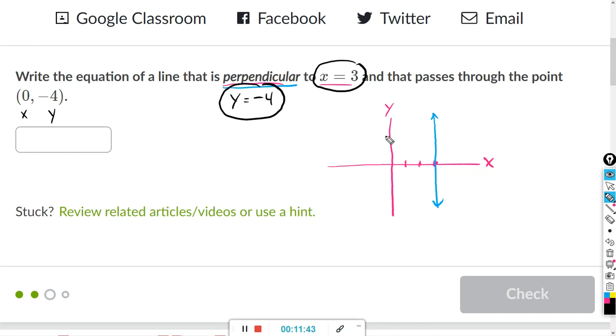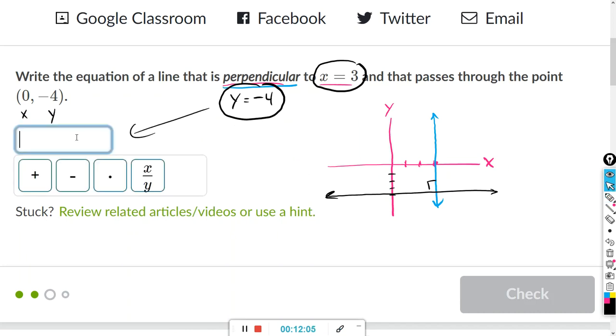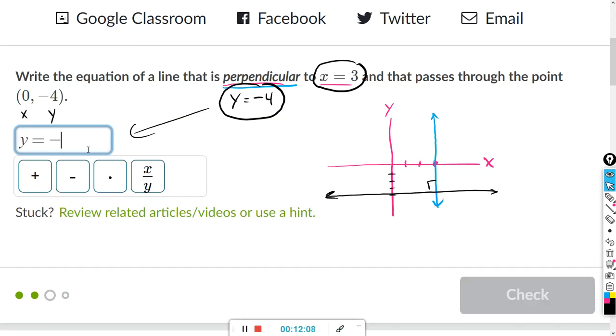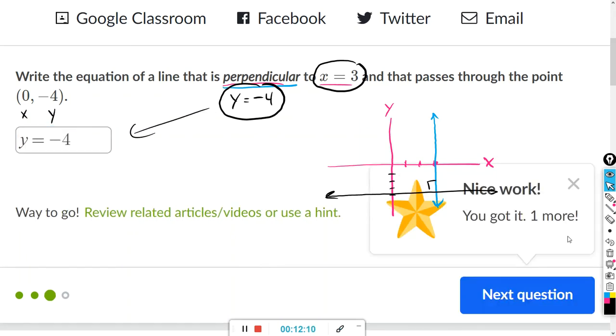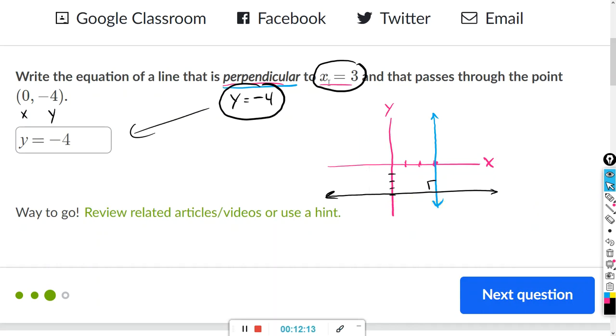And that makes sense. If you go on the y-axis, -4, 1, 2, 3, 4, that line is going to be like that, and it's perpendicular to the blue line that I drew. It makes a right angle. So that's it. It's just y equals -4. So if the original is x equals some number, the perpendicular one is going to be y equals some number. And the opposite is also true.